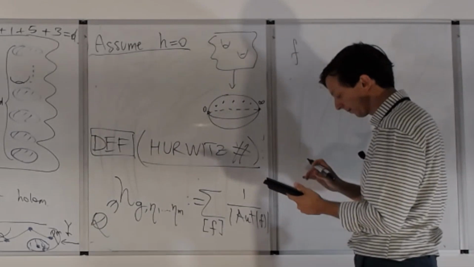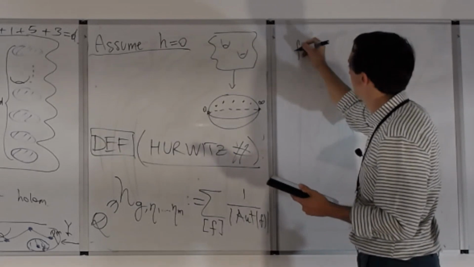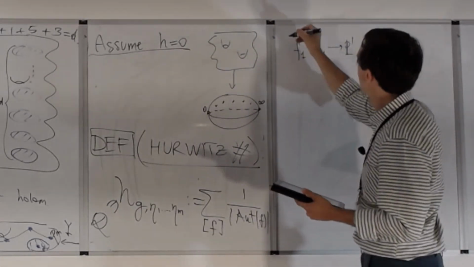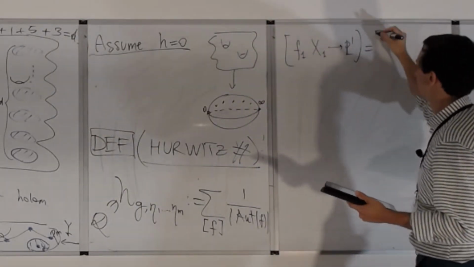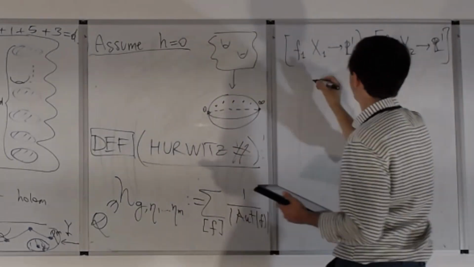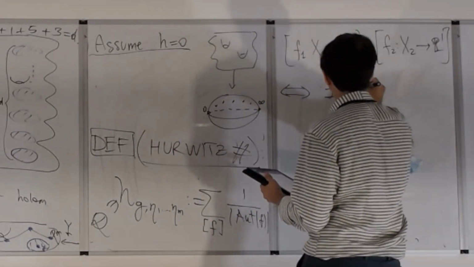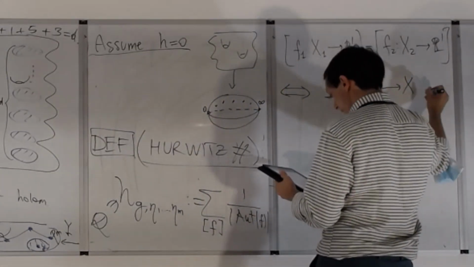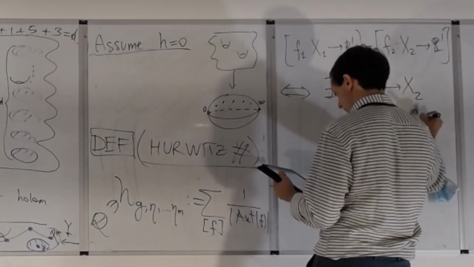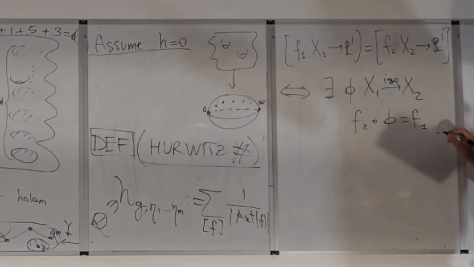Each eta is a partition, right? So the only thing that I have to write is that f1 that goes from X1 to P1 is equivalent to f2 if and only if there exists some phi from X1 to X2 such that f2 composed with phi is f1, and this is an isomorphism of Riemann surfaces. So this is the definition of classes.